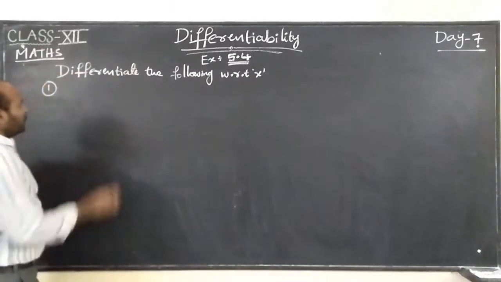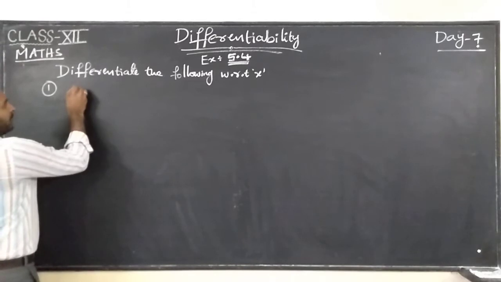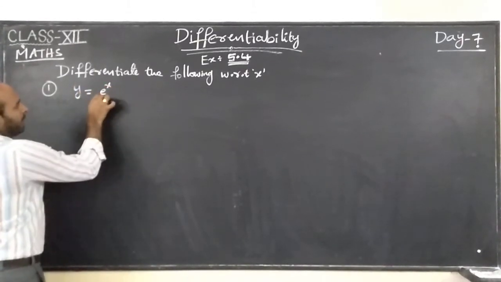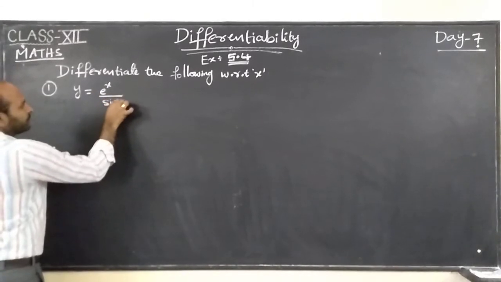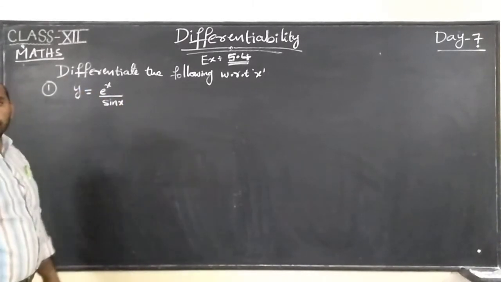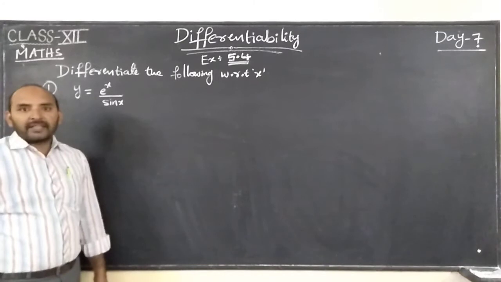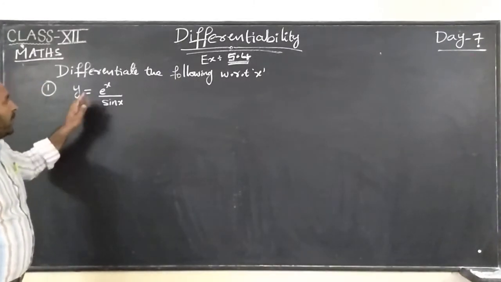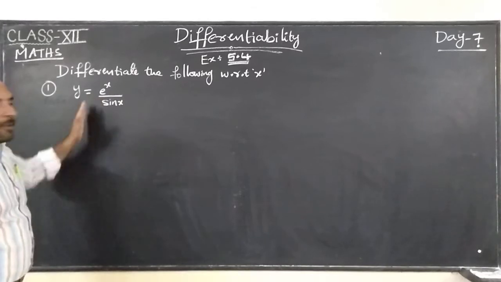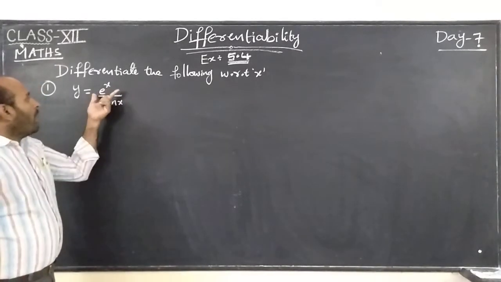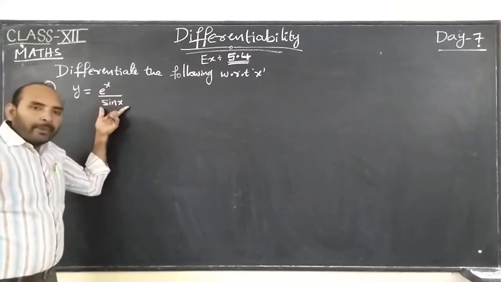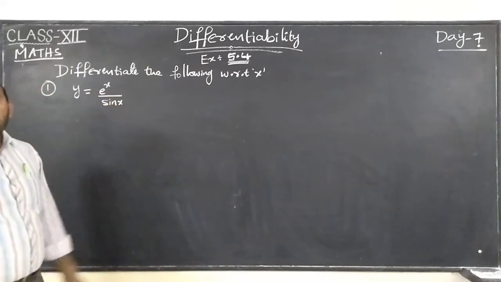Now the first question: y is equal to e power x by sin x. This is the function y is equal to e power x by sin x. Here observe, this function is in the form of the quotient rule. In the numerator you can take the first function as u and in the denominator you can take the function as v.